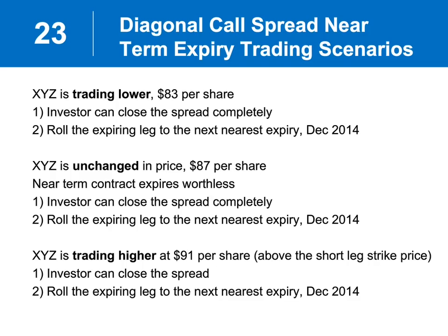It's important that when we roll from November to December, we're maintaining the integrity of the horizontal spread. Remember, our long leg, or our buy side, must expire after the short leg to be considered a true diagonal.